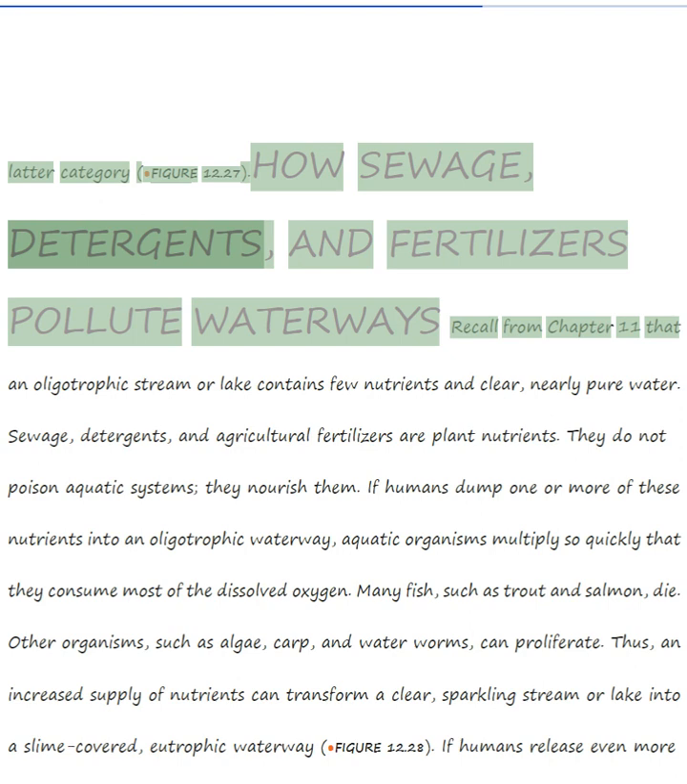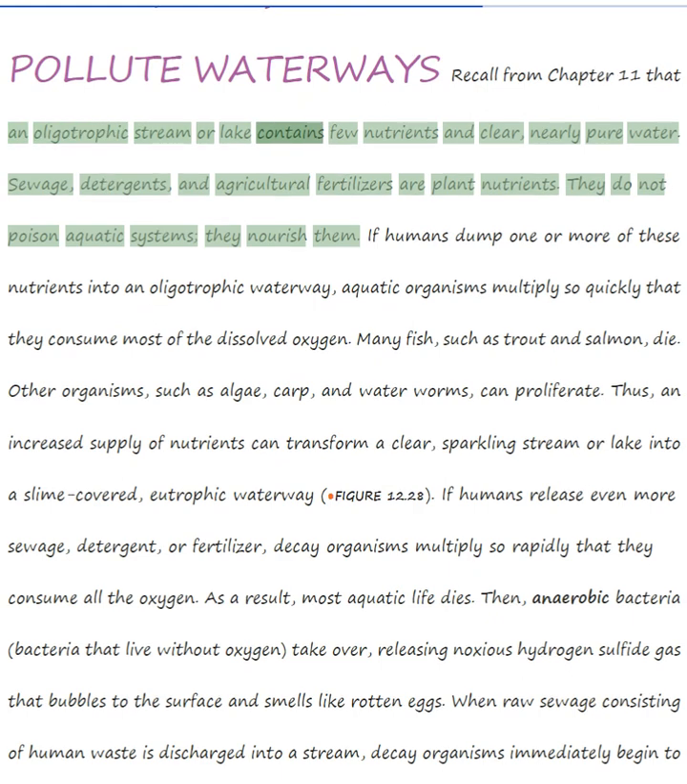How sewage, detergents, and fertilizers pollute waterways. Recall from Chapter 11 that an oligotrophic stream or lake contains few nutrients and clear, nearly pure water. Sewage, detergents, and agricultural fertilizers are plant nutrients. They do not poison aquatic systems, they nourish them.